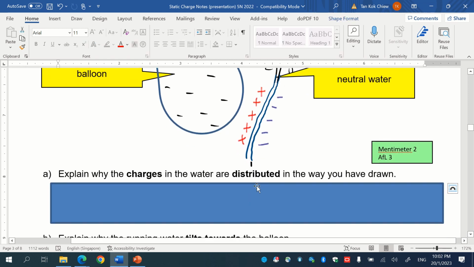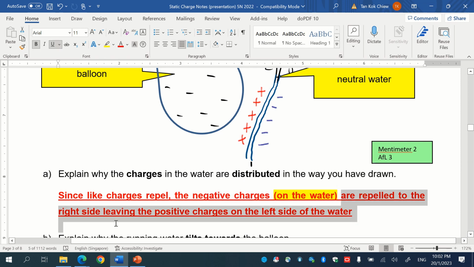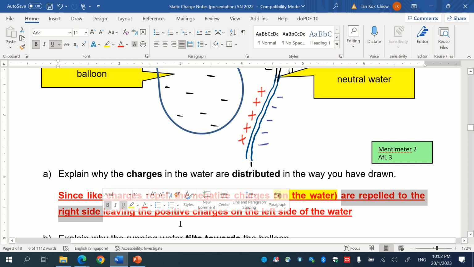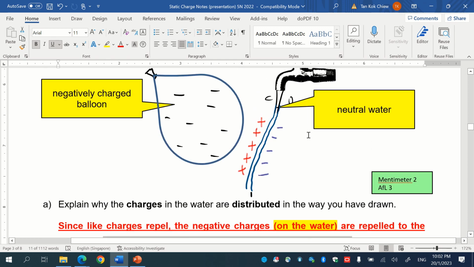So the way we explain is this. Since like charges repel, the negative charges on the water, or the electrons on the water, are repelled to the right side. And because they all move to the right side, it leaves the positive charges on the left side of the water. See, the separation is because the electrons move away.